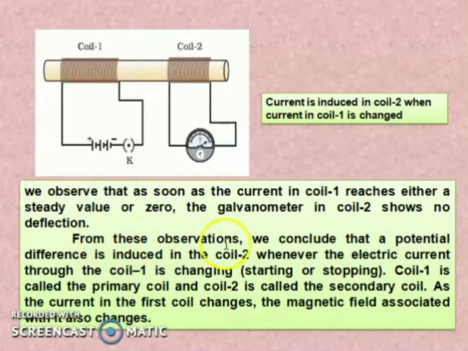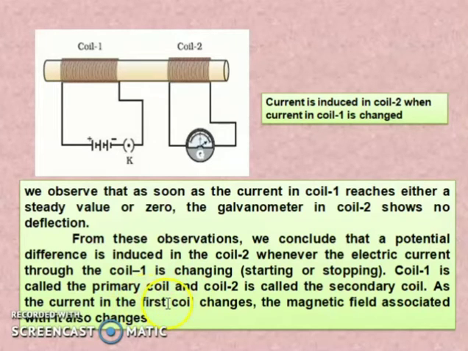From these observations, we conclude that a potential difference is induced in coil 2 whenever the electric current through coil 1 is changed, either when it is stopped or started. Then coil 1 is called the primary coil and coil 2 is called the secondary coil.